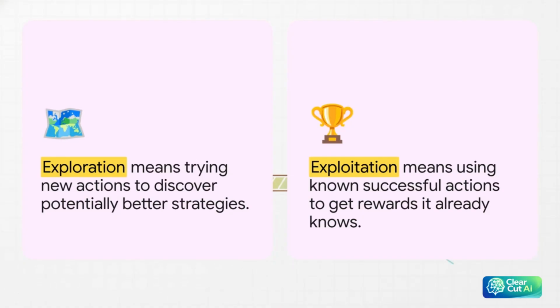Now, this whole thing leads to a constant dilemma for the agent. Should it explore? That's kind of like our dog sniffing around, trying out new paths to maybe find a faster way to get the stick. Or should it exploit? That's the dog just sticking to the path it already knows works, the one that for sure gets it a treat. And balancing that, exploration versus exploitation, is one of the biggest challenges in AI.